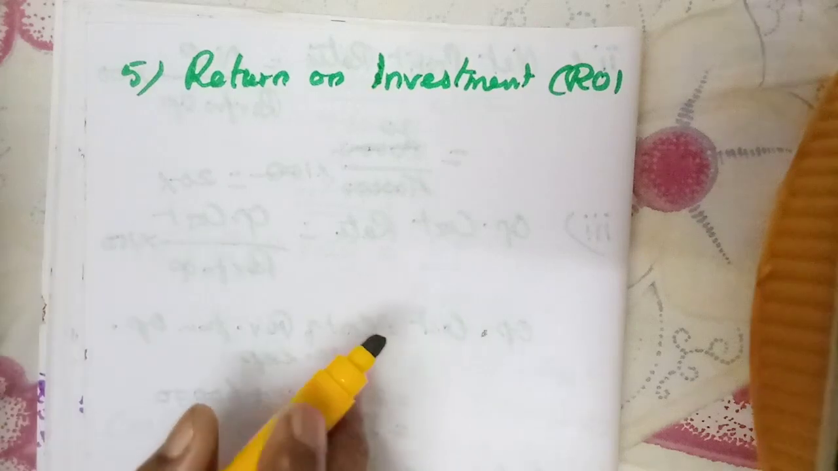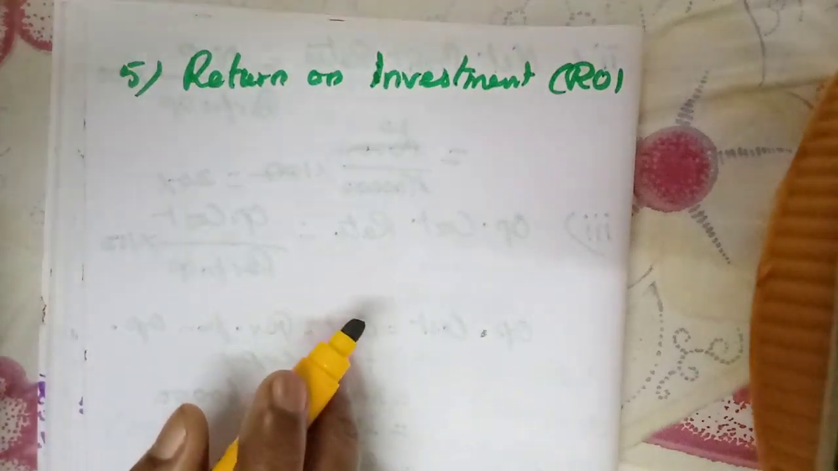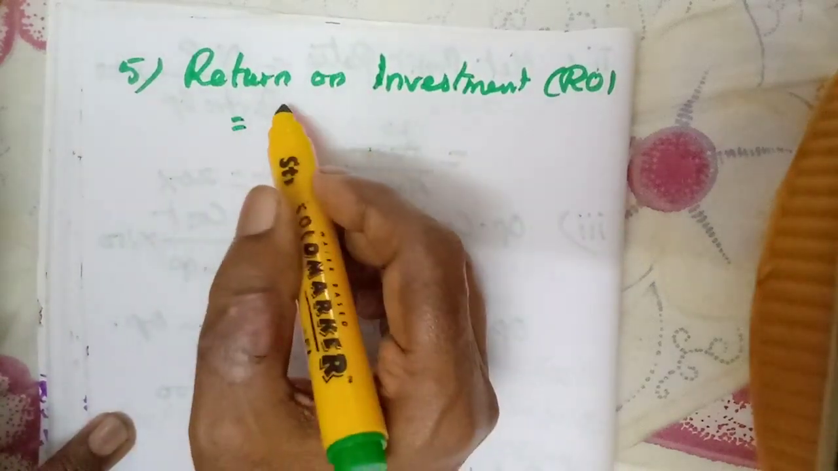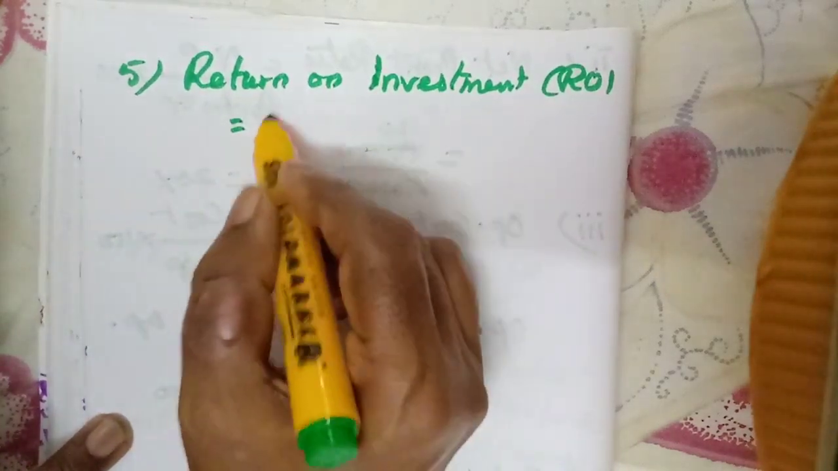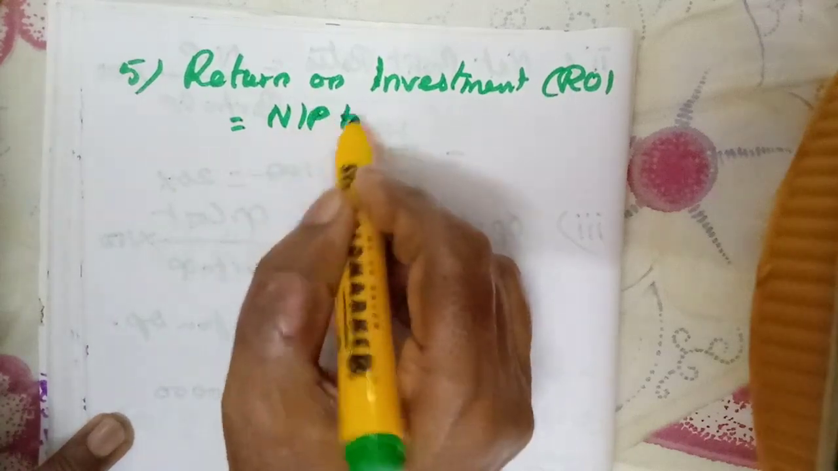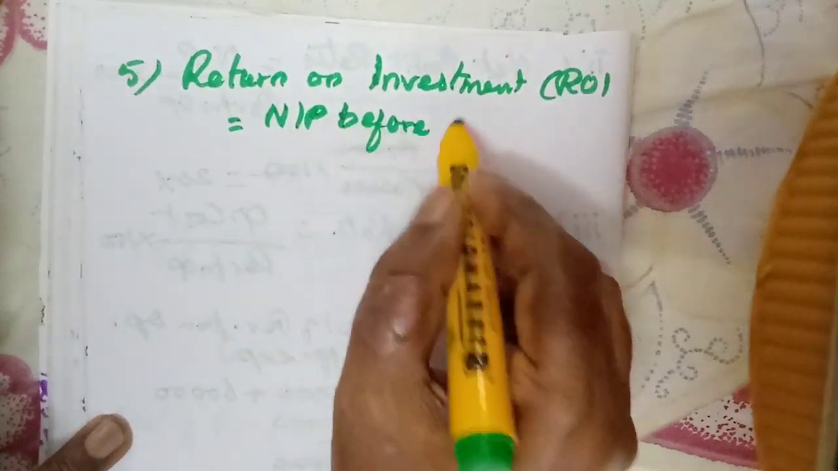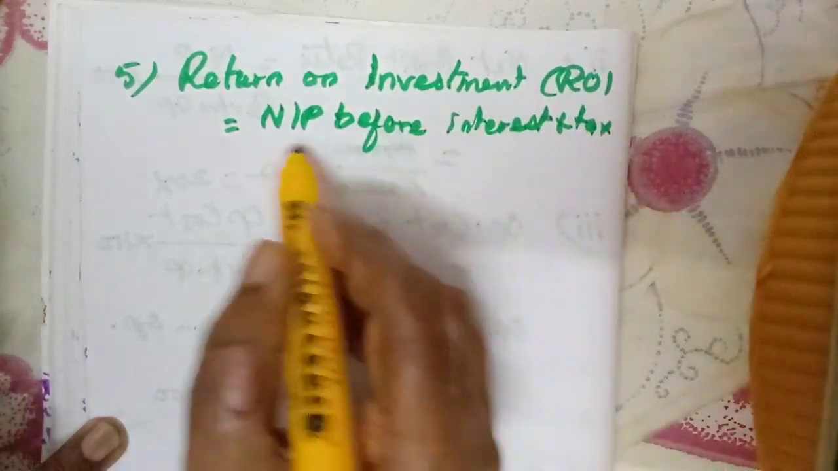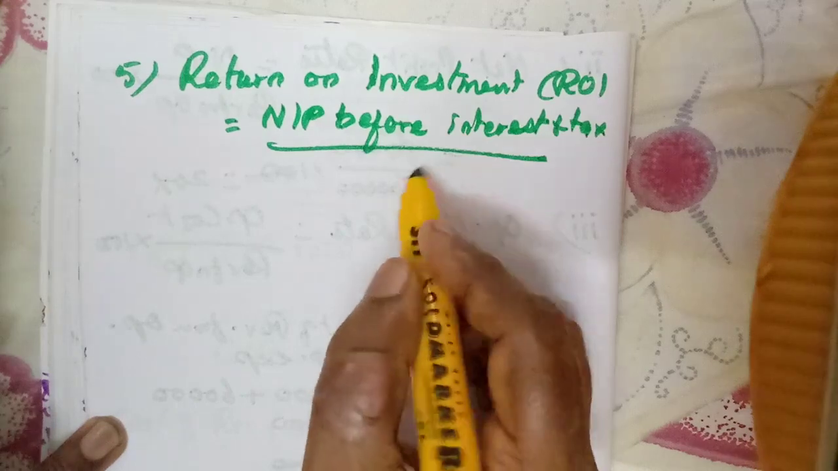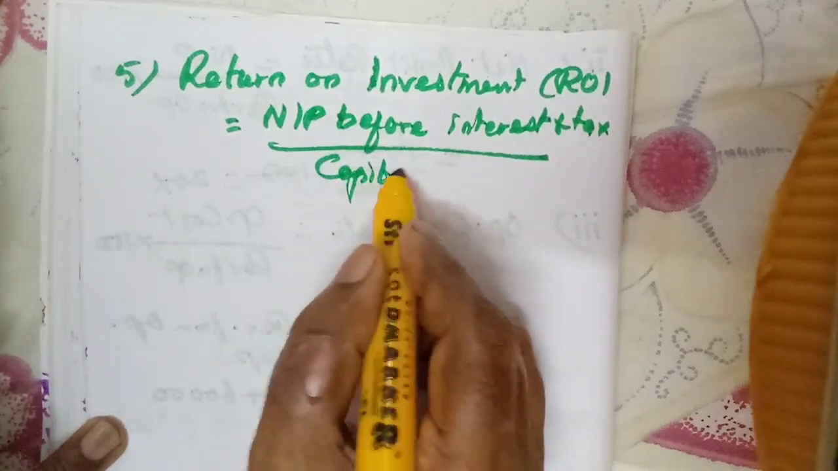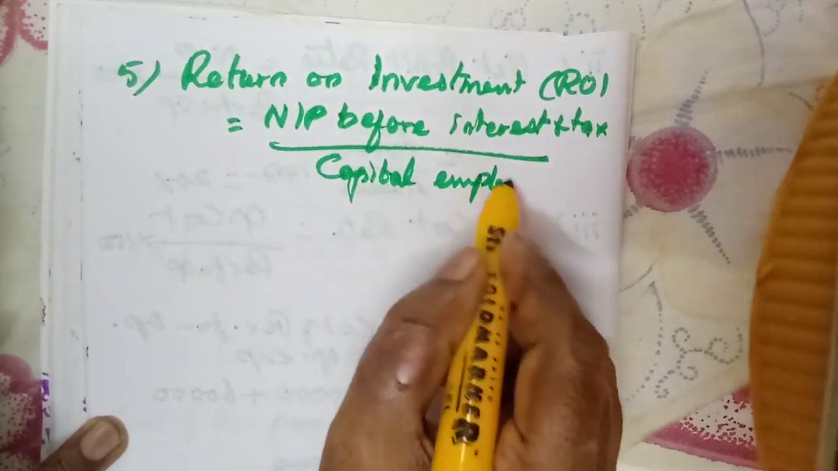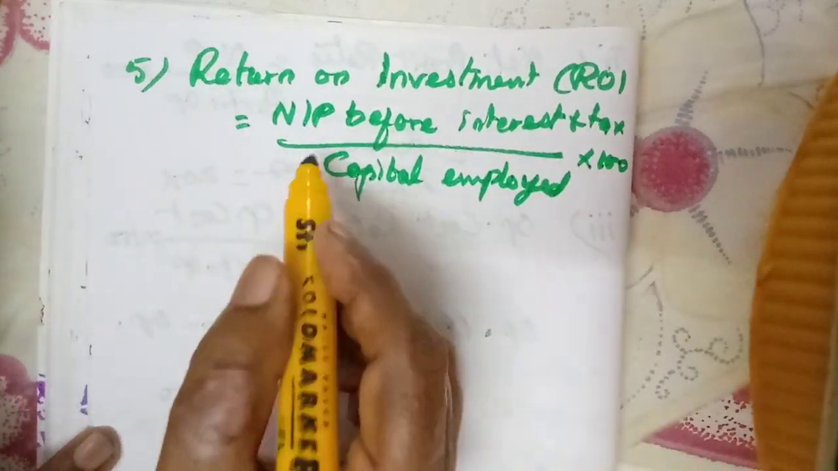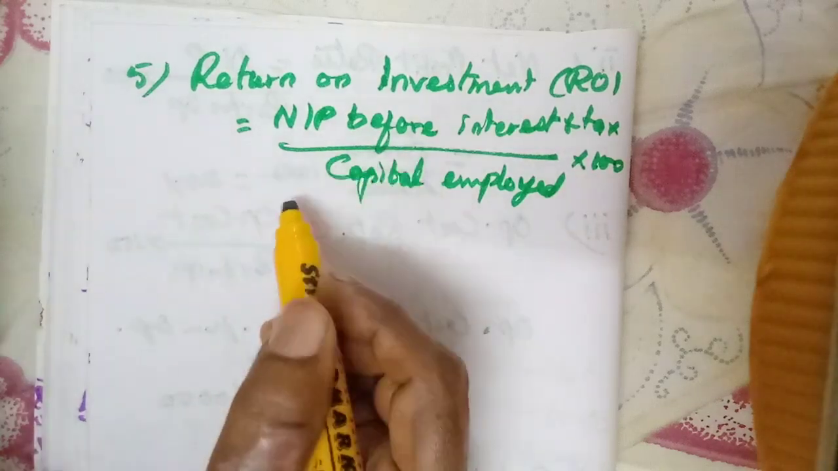ROI it is called, return on investment. You have to write the formula. Return on investment is equal to net profit before interest and tax divided by capital employed into 100. So we will get the net profit before interest and tax easily.